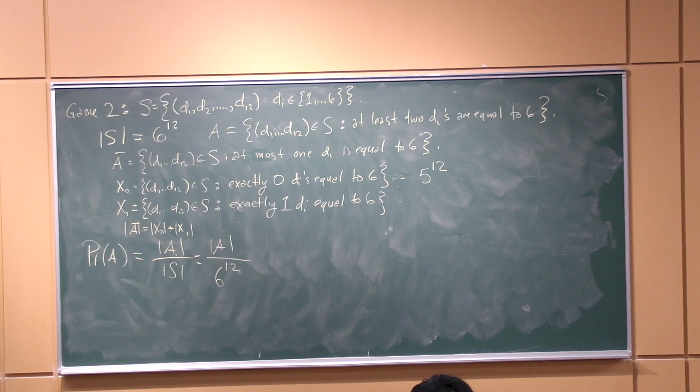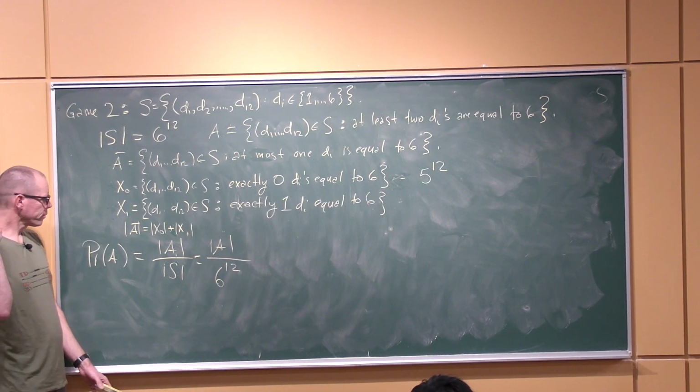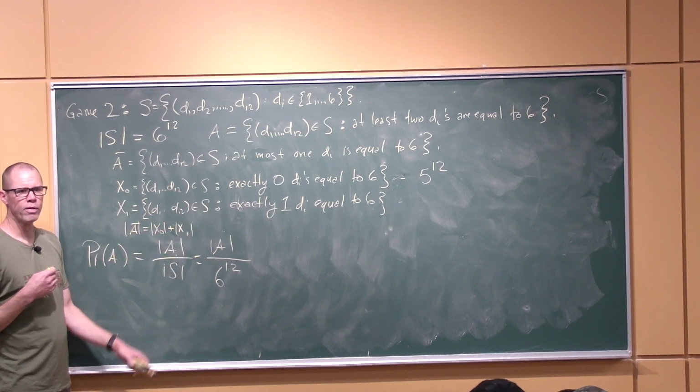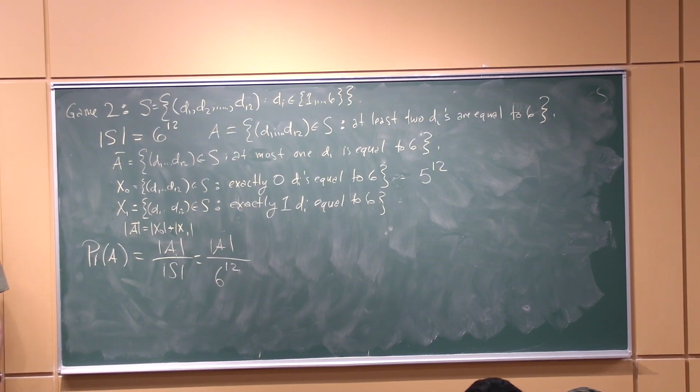How can I pick 12 numbers like this, a sequence of 12 numbers like this? Exactly one of them is a 6. Yeah? 5 to the 11 times 6. Okay. And how did you come up with that? I picked one of the dice had 6 ways to do it, and then the remaining 11 had 5 ways. No. Sorry.